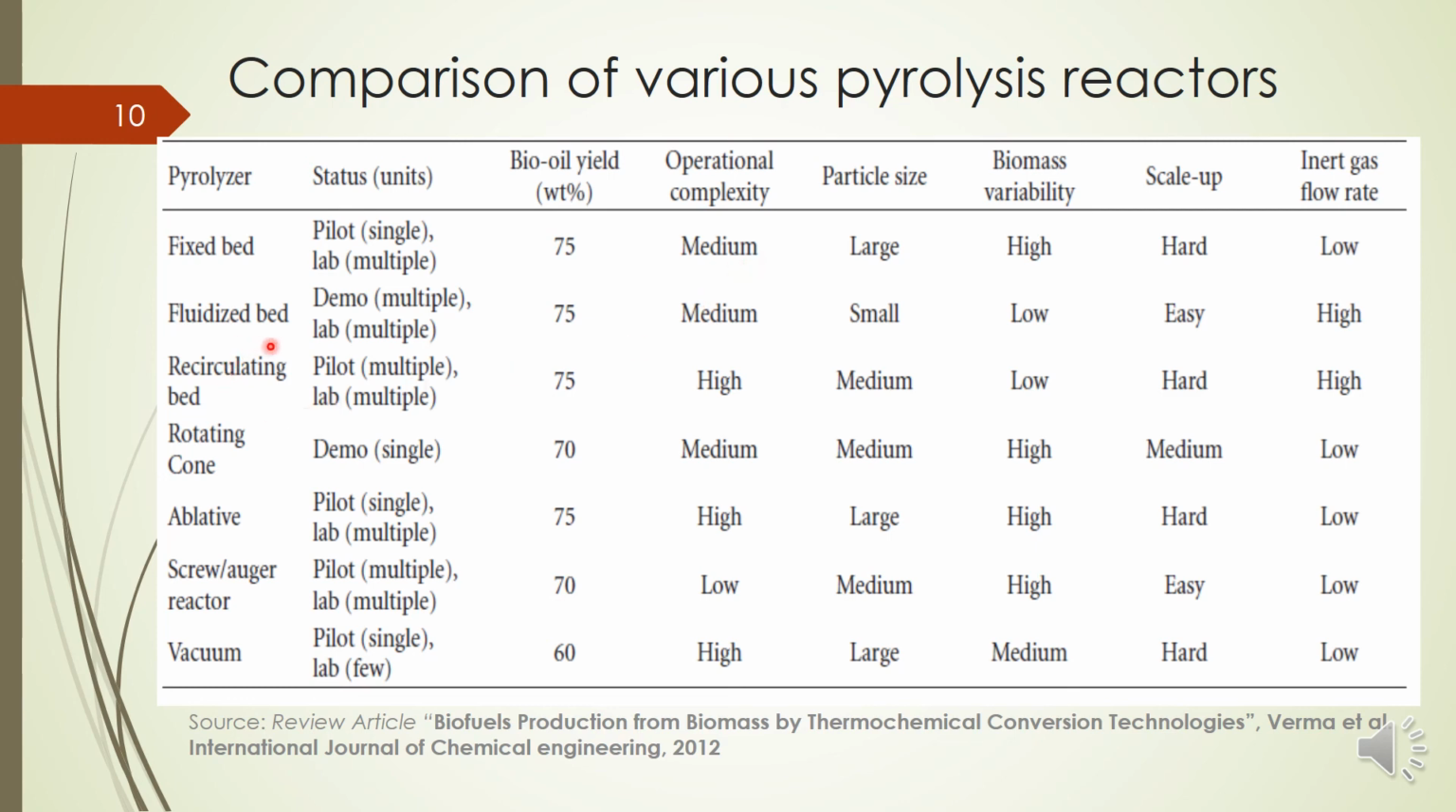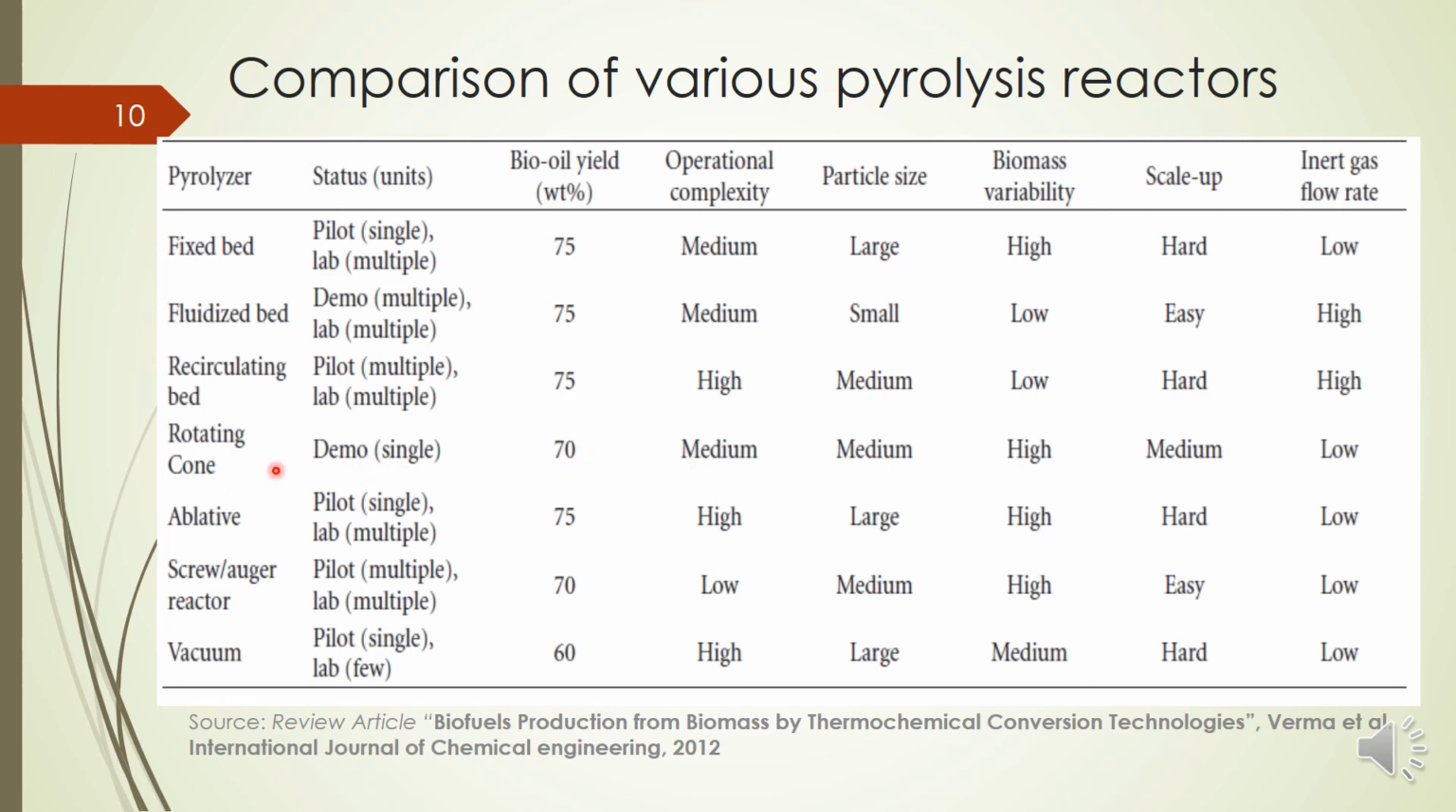And if you look at the fluidized bed, its problem is you can use only small particle size. Already we have seen 2 millimeter or less, and also the biomass variation is very less. We have to be restricted to a few biomass only. But the advantage is that it is very much suitable for large scale applications. Scale up is very easy. And the recirculating bed again has a particle size somewhat greater, a medium size in the 6 millimeter range, and biomass variability is again low, and it is not suitable for large scale production.